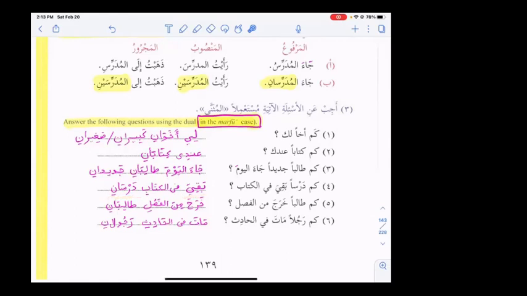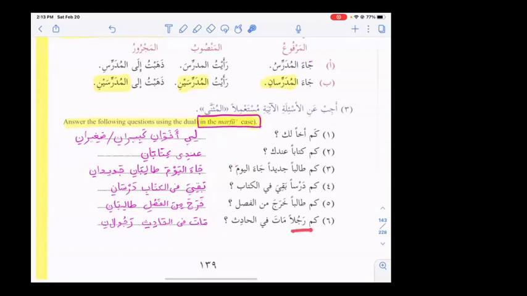Kam taliban kharaja min al-fasli? How many students came out of the class? Kharaja min al-fasli talibani. So kharaja is the fi'l, talibani is the fa'il, and it is marfu bil alif because it is musanna. You can say also kharaja talibani min al-fasli.